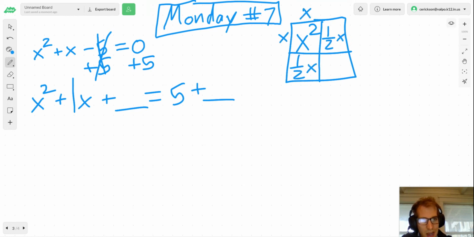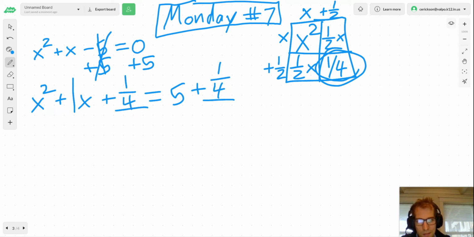So if we do that, that means this is x plus 1/2 and x plus 1/2. 1/2 times 1/2, that means this needs to be a 1/4 right there, right? Is that value that we want. So we're going to do 1/4. Remember, the rule to get that number is basically to take whatever this is, divide it by 2, and then take that number and square it. So that's how we got 1/4.